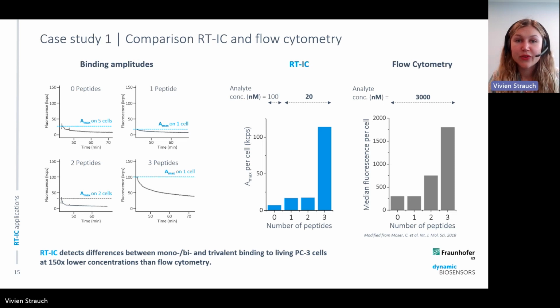Now, we were very fortunate because our collaboration partners already published these results using flow cytometry to measure the binding affinities of the different constructs. So now we were able to compare our results to the flow cytometry results. And as you can see, we basically get the same result. That is that only the trivalent peptide binds to the surface receptors. However, if you take a look at the concentrations used for these experiments, we can see that we detected these differences at 150 times lower concentrations than the concentrations needed for the same result in a flow cytometry experiment.